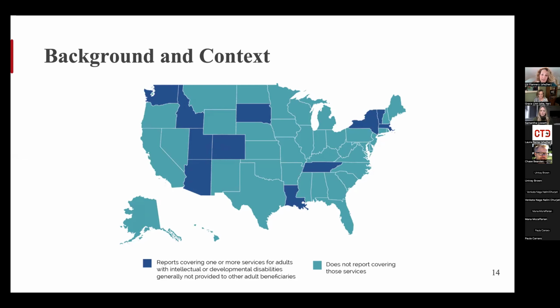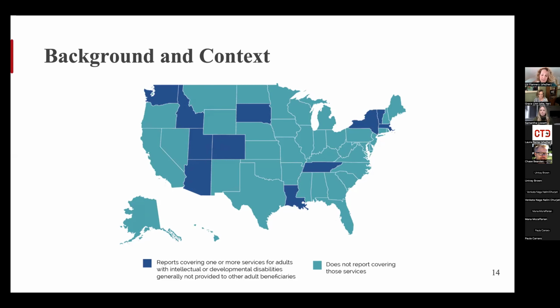Those states that are highlighted report covering one or more services for adults with intellectual or developmental disabilities that are generally not provided to other adult beneficiaries. And the states that are not highlighted in that dark blue color do not report covering those services. So what does that mean? What is that status that we're looking at?